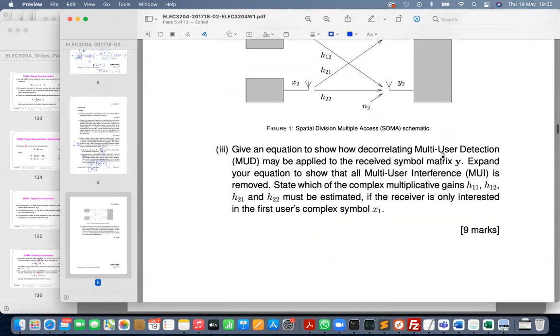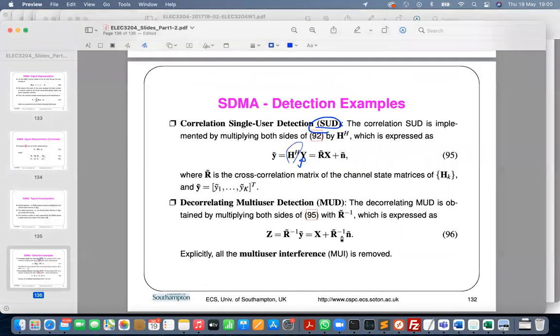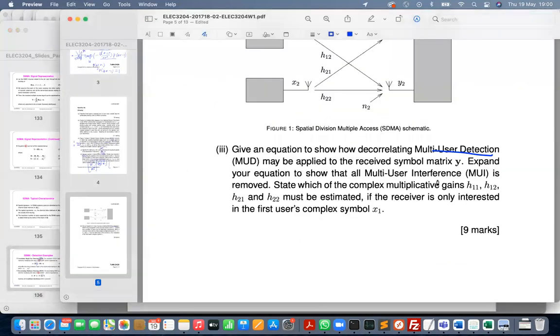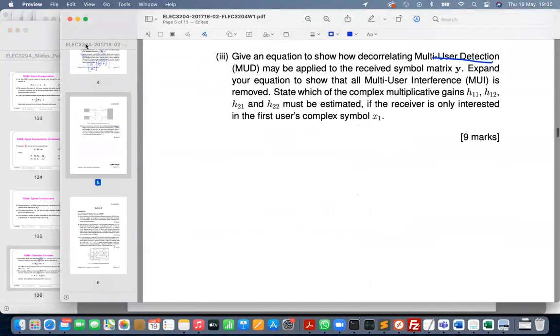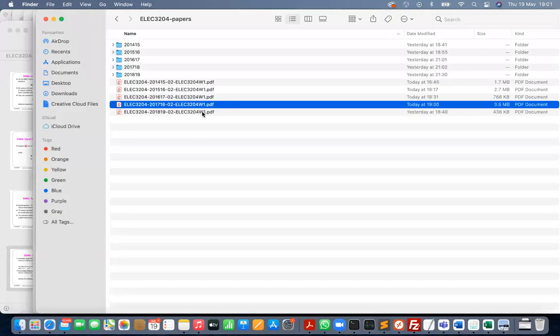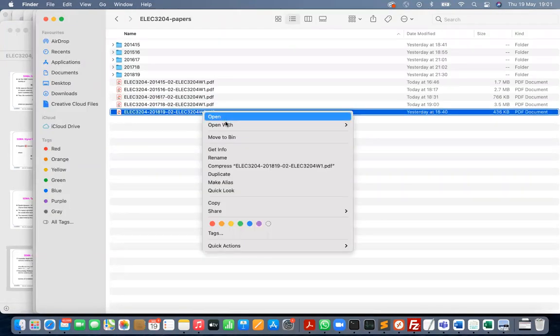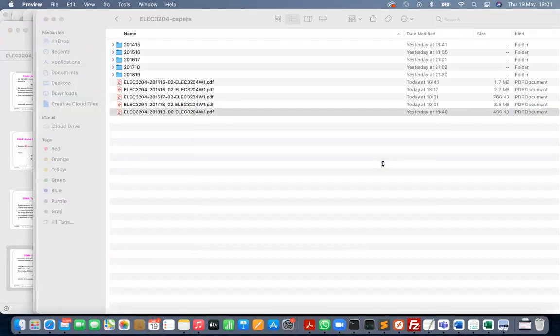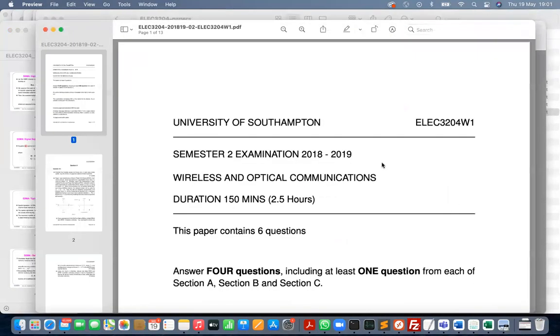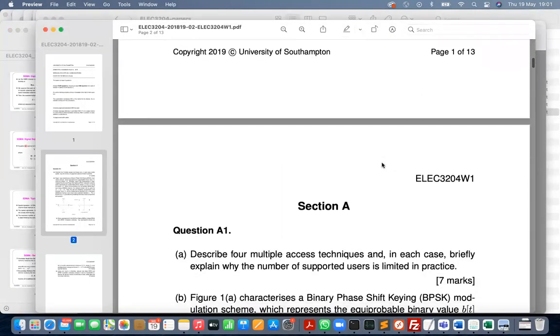And then you need to do multi-user detection where you do the matrix inverse to completely cancel the effect of fading. So this one we have seen before. So that's the fourth exam paper. No, we only have one left. I think for this one, all the questions are repeated from the previous papers. Let's take a quick look.